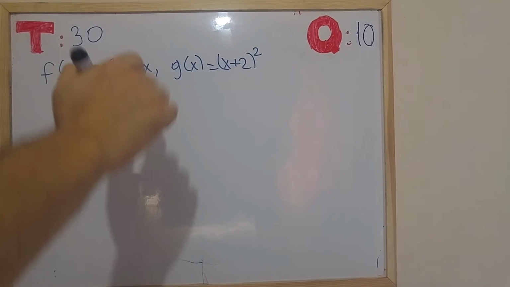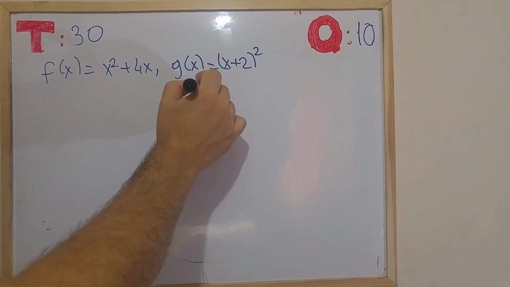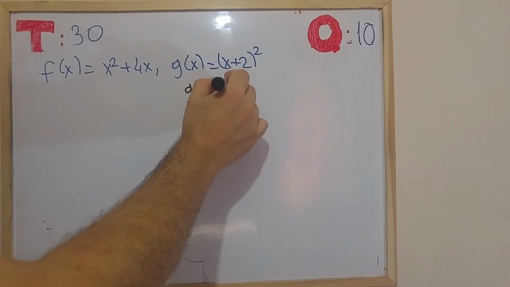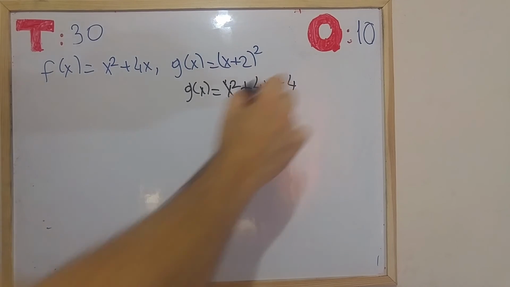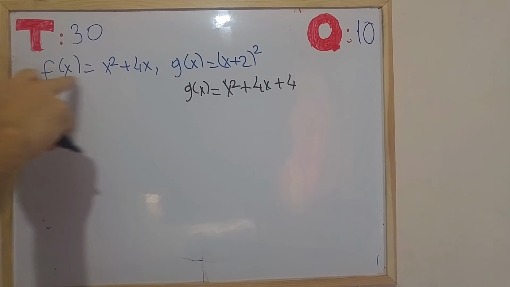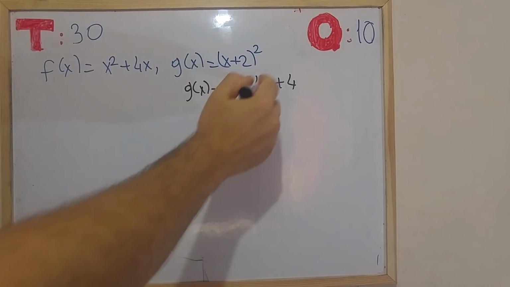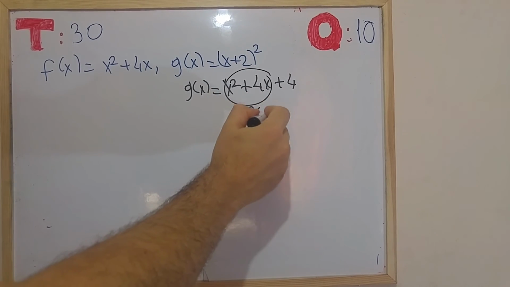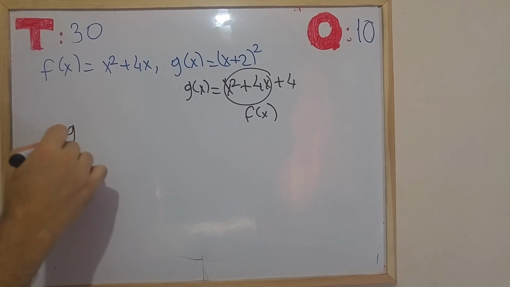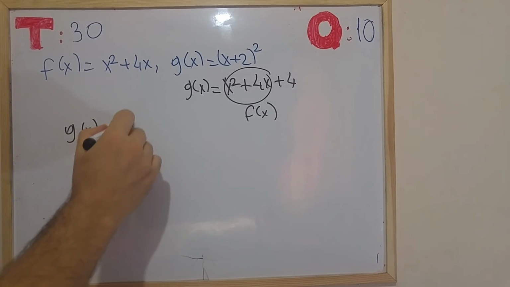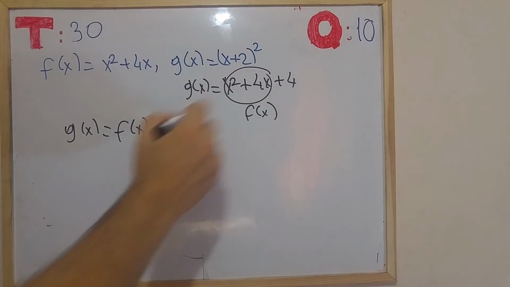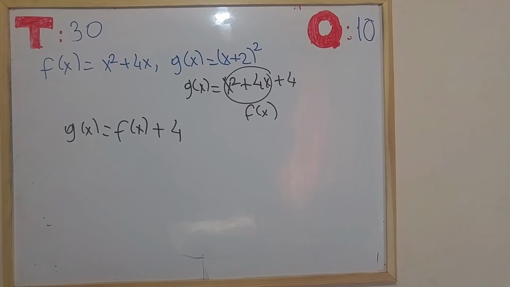When I expand g of x, what I'm going to have is x squared plus 4x plus 4. As we see, x squared plus 4x is already equal to f of x. So I can say that g of x, when I replace this, is equal to f of x plus 4.